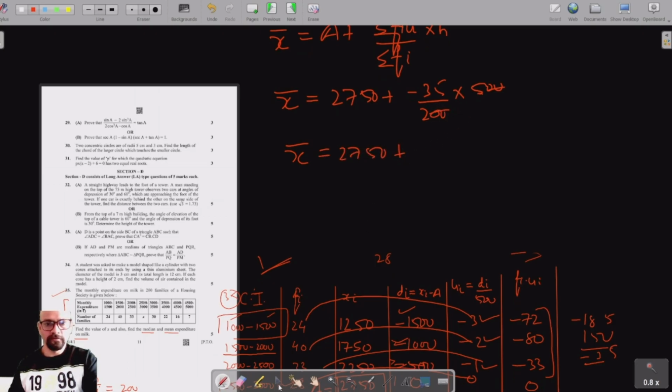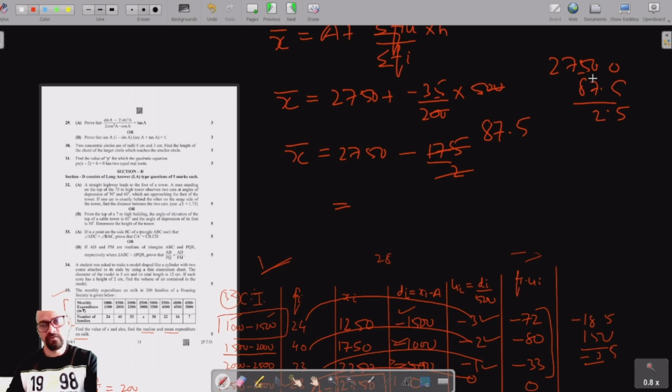And mean is now equal to 2750 negative. So minus 35 into 5, that is 25. 5 are 15, 16, 17 divided by 2. So this is 2 eights are 16. 2 sevens are 14.5. And 2750 when subtracted from 87.5 gives 2762.5, which is our mean.